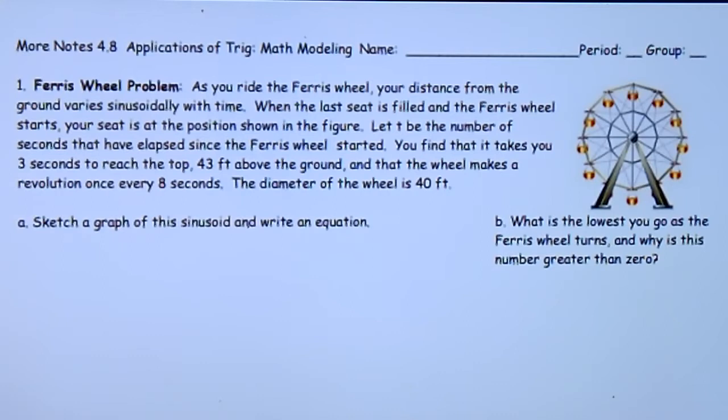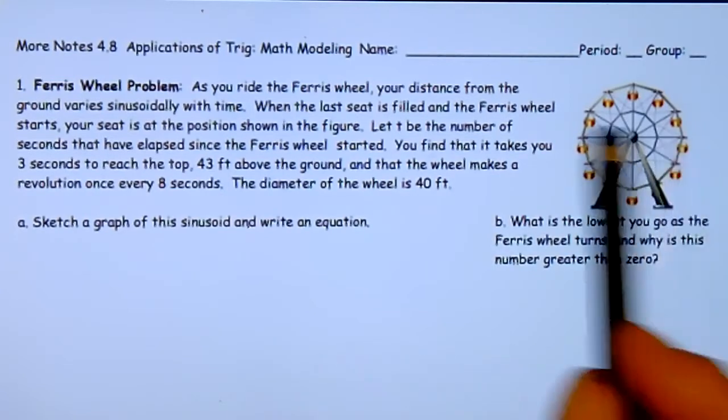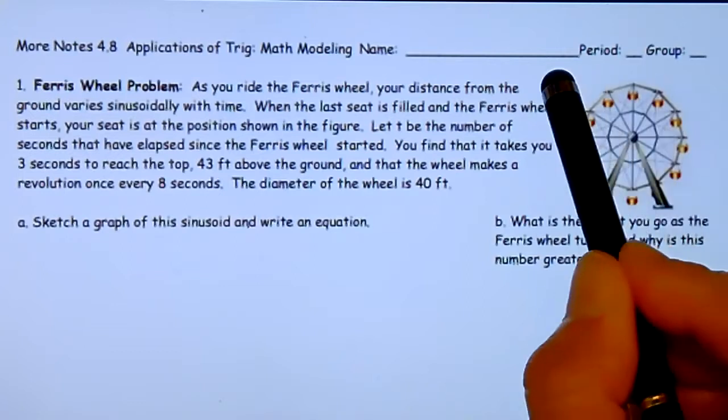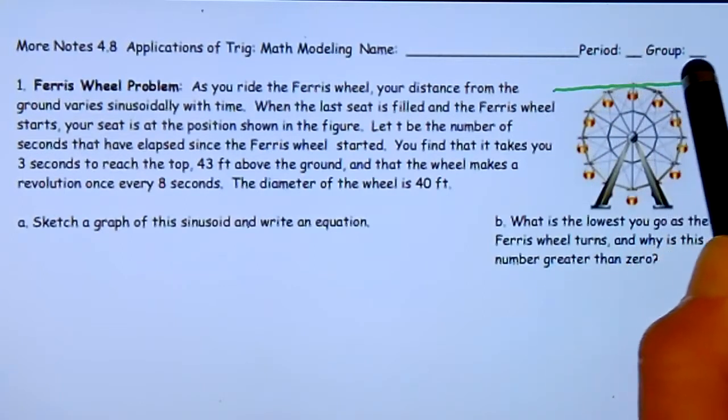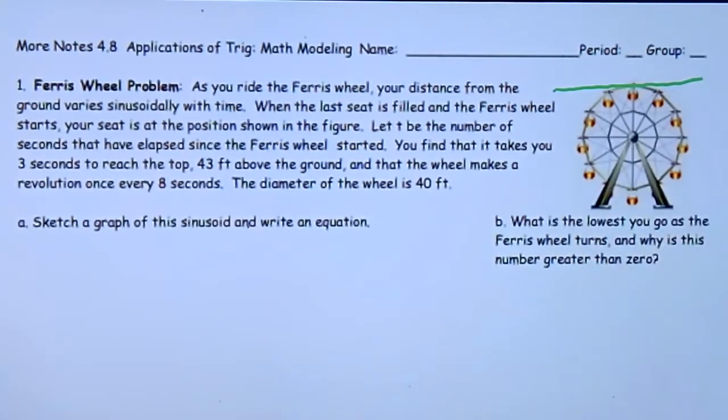We want to sketch a graph. We want to write an equation, either a sine or cosine, and then we're going to answer the question based off of our graph and our equation. So looking at this, I'm going to just put in some values here. I know that the high of this is going to be 43, so I'm just going to draw that in, and I'm just going to write a 43 here.